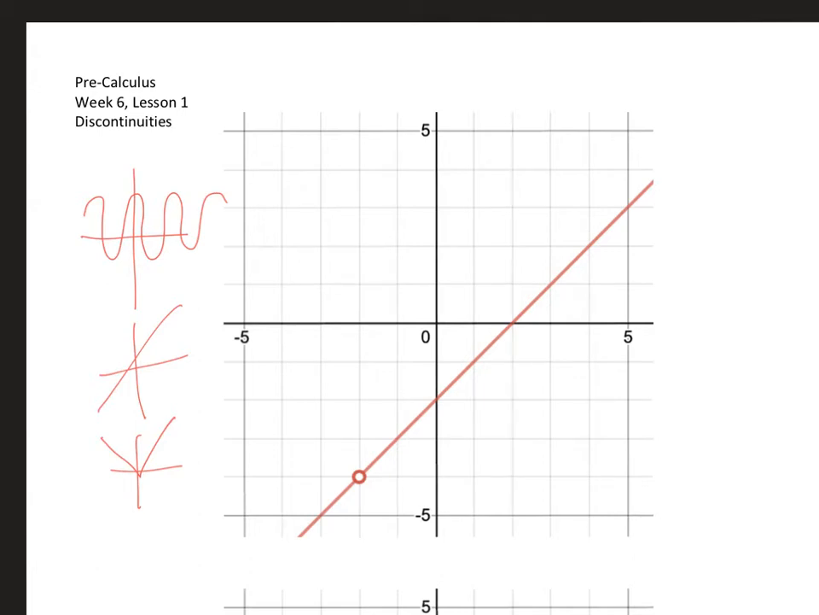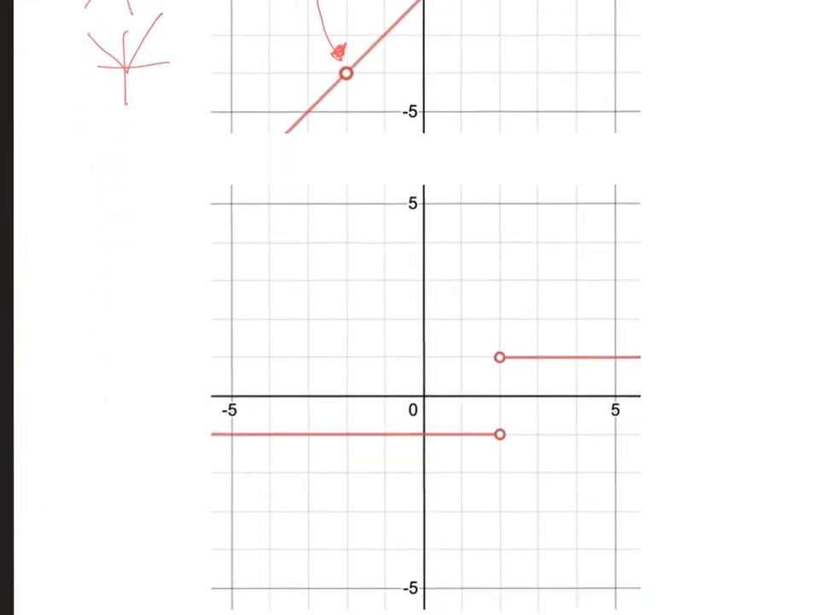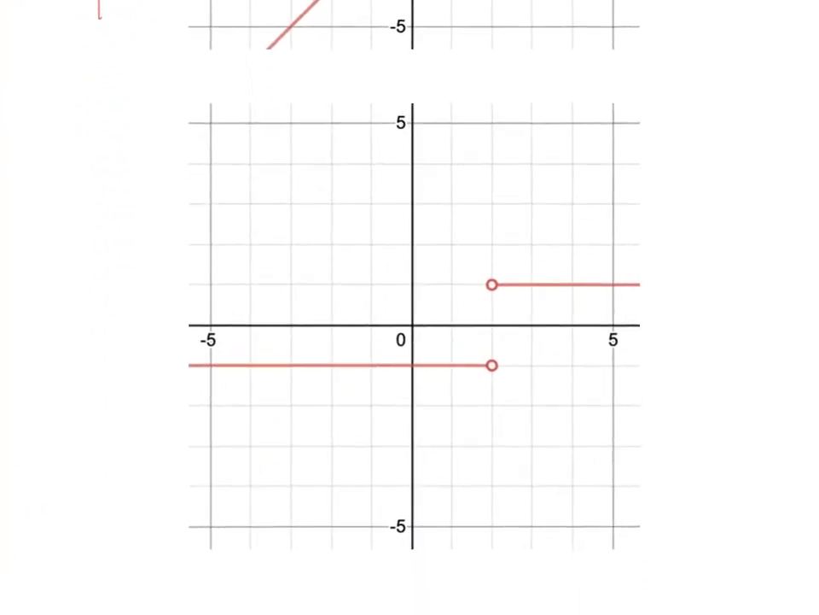But this one that I'm looking at right here is discontinuous because of that hole, right? There's a hole in it, which means to draw it, I'd have to pick up my pencil at that point. So it's called a point discontinuity. Okay, take a look at this one. This is also considered to be discontinuous.